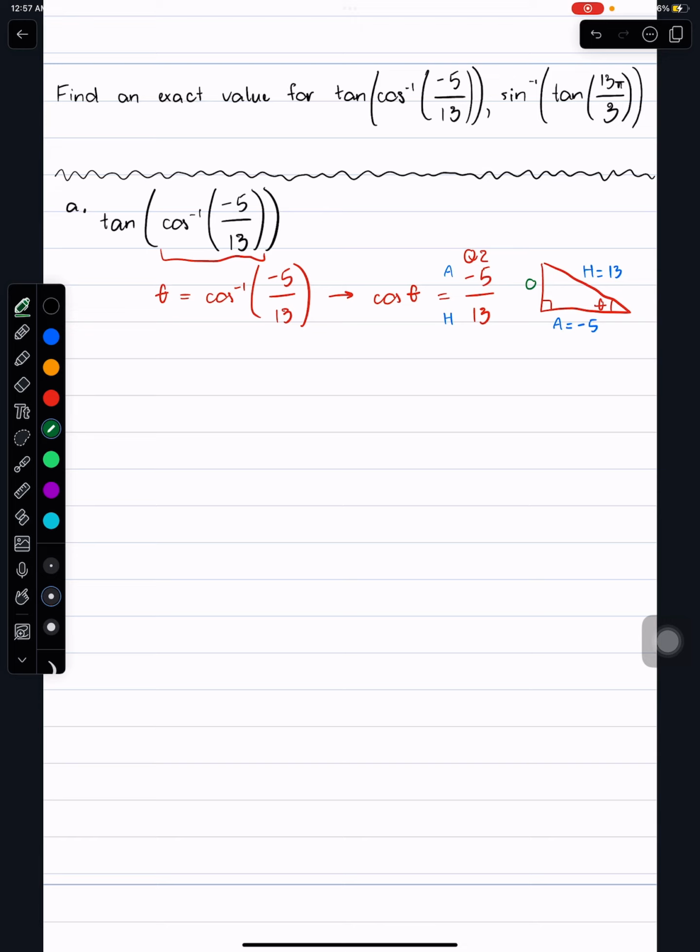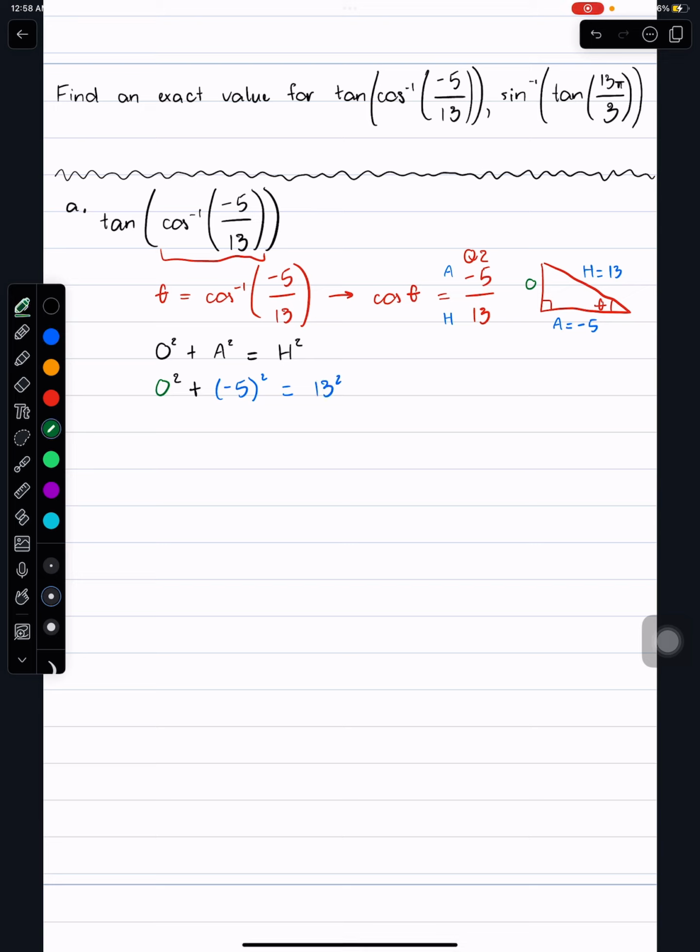So how do we catch up with that? We're going to set up the Pythagorean theorem for this. We go O squared for opposite squared plus A squared for adjacent squared equals hypotenuse squared, or H squared. We're missing O, so let's just keep it as O squared, plus the A in here is -5 squared, and the hypotenuse in here would be 13 squared.